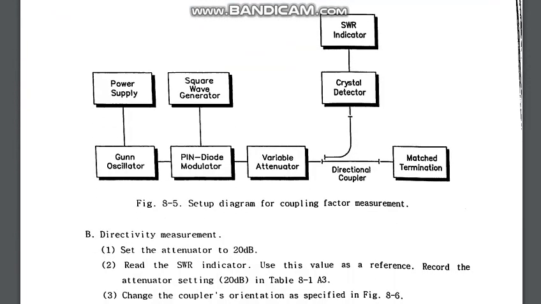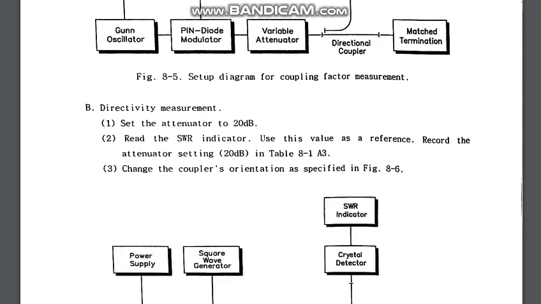So that is the setup diagram for the coupling factor measurement, with the directional coupler. The main arm has been connected to the matched termination and the input section of the microwave measurement setup, as you can see. The other arm, the coupled arm, has been connected to the crystal detector and SWR indicator. So, directivity measurement.